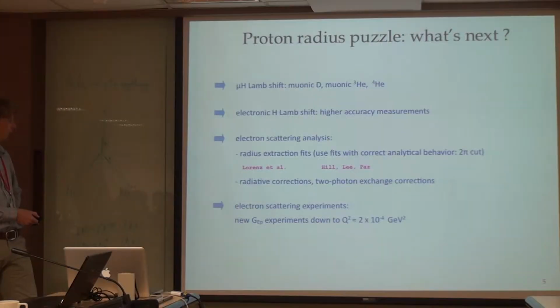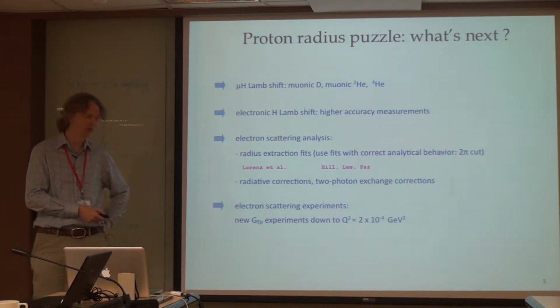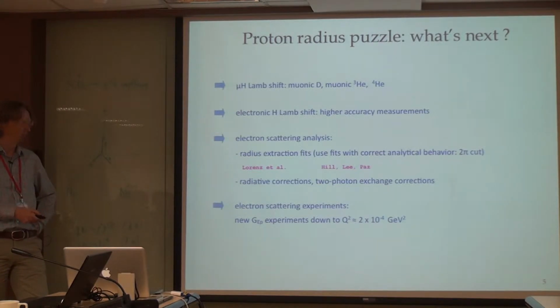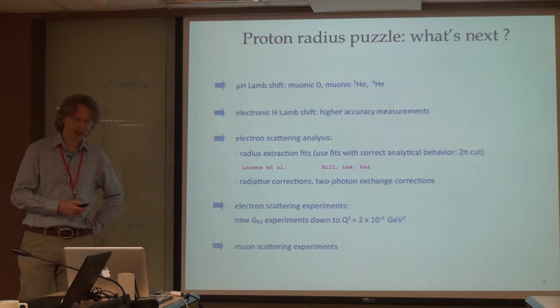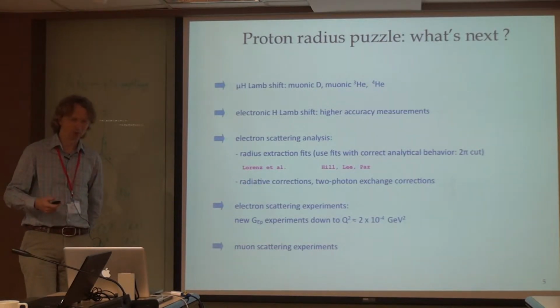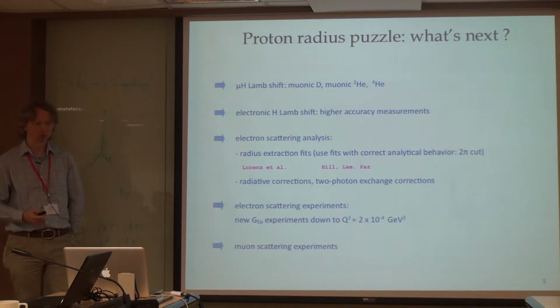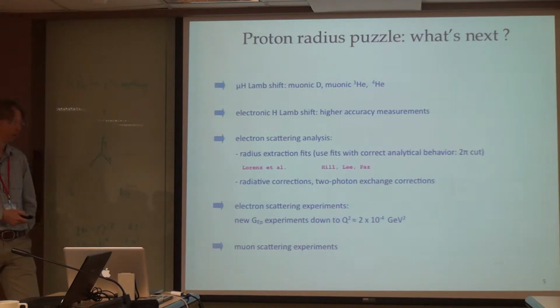As I was mentioning already, new electron scattering experiments where these form factors will be measured down to about 10 to the minus 4 GeV squared are also underway. And lastly, if there is something special with the muon system, with the muonic spectroscopy, and if some new particles would couple, for instance, to muons, you would also see that when you do scattering of muons from protons. So we would like to compare muon scattering versus electron scattering with the same kind of precision to understand this puzzle.